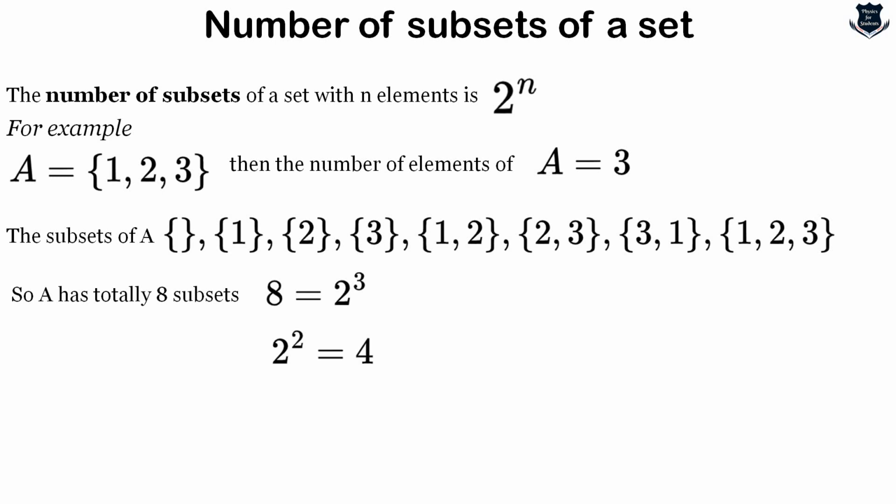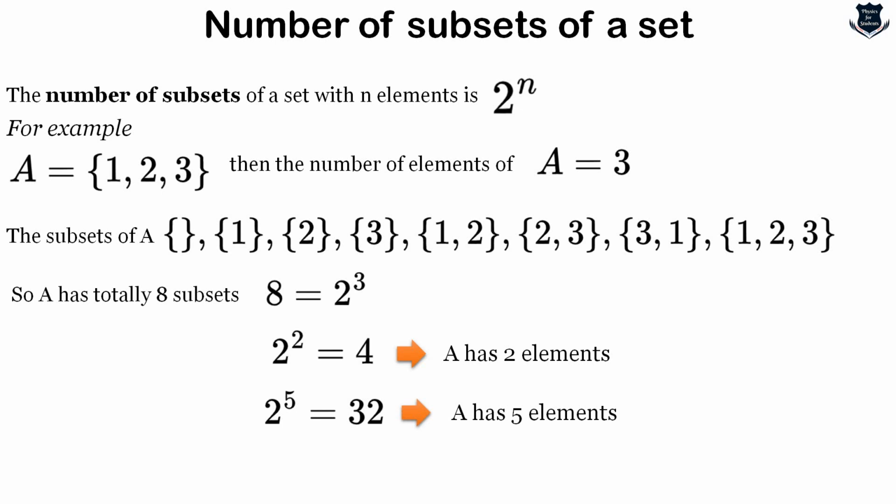So if I get 2 square equals 4, that means the set has 2 elements. If I get 2 to the power 5, 32, that means it has 5 elements. Whatever the power is, that will be the number of elements. So the number of subsets of a set with n elements is 2 to the power n. Whatever the number of elements, you put it on the power of 2, right? Okay, and if I get 2 to the power 0, what would it be? Obviously it will have 0 elements, and this will be 1, that is the null set.